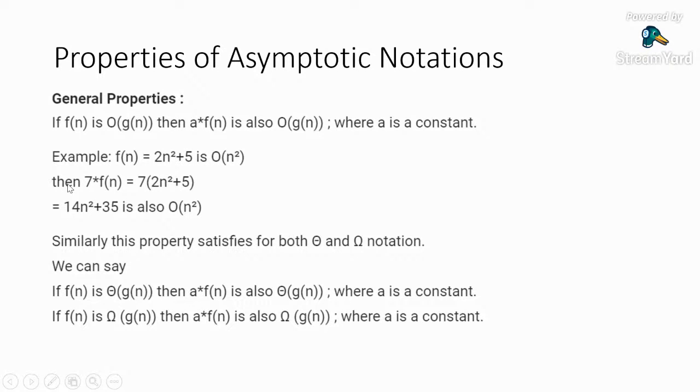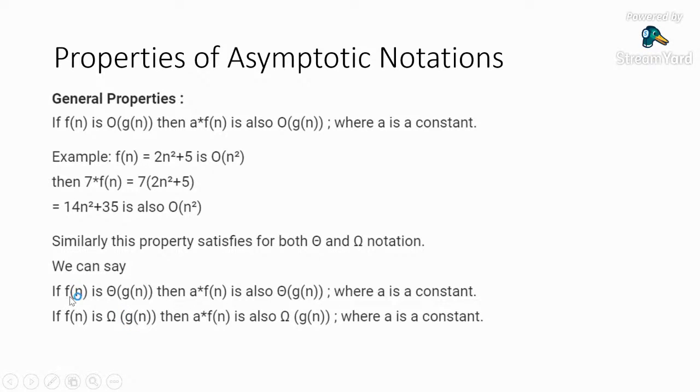If we multiply this with the help of some positive constant a, so 7 times f of n is nothing but 7 times this 2n square plus 5. Okay, so this will become 14n square plus 35. This is also order of n square because the larger growth term here is n square. Similarly, this property is also satisfied for omega notation as well as for theta notation.